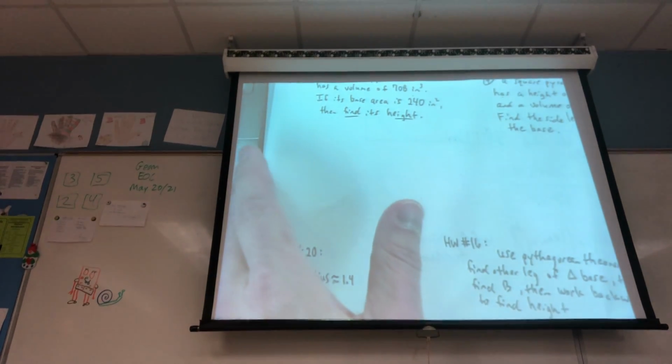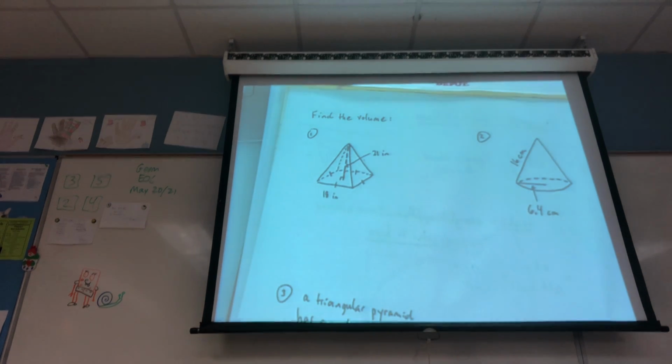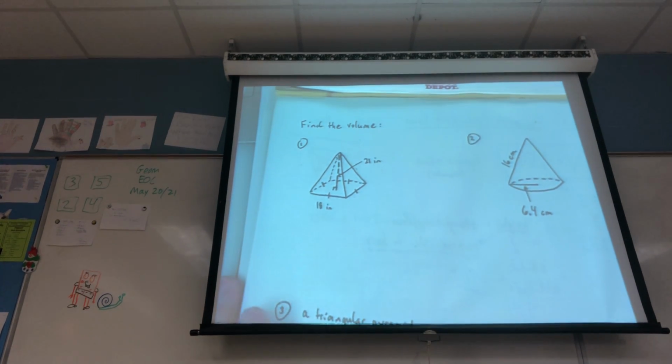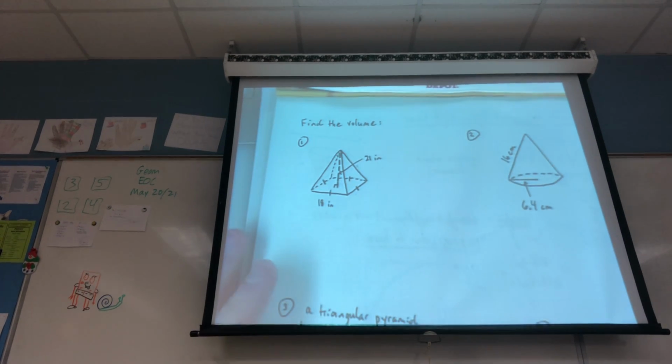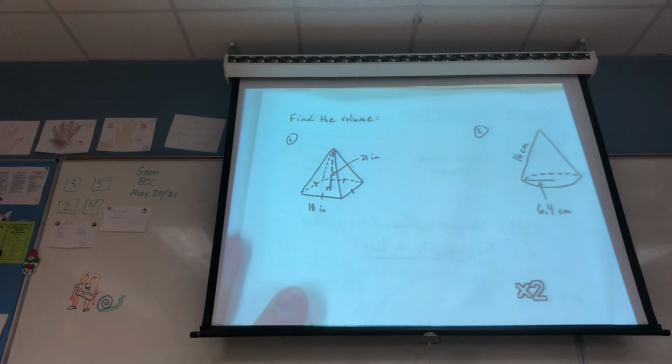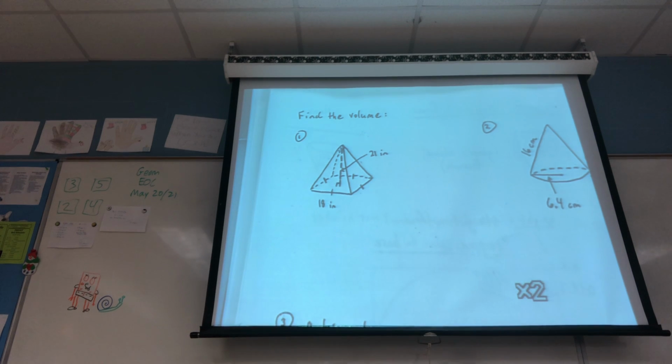Any questions on the front? Alright. First couple, we're going to find the volume. Alright, number one, we have a pyramid there.